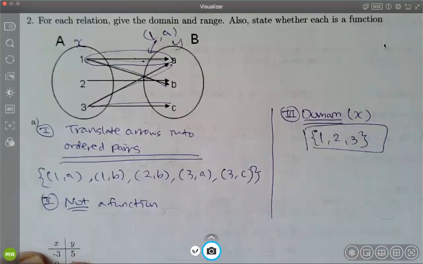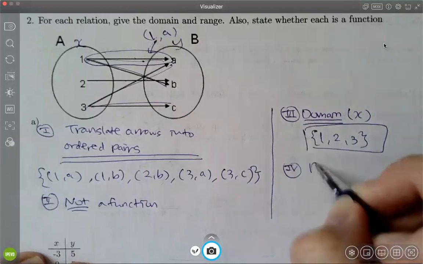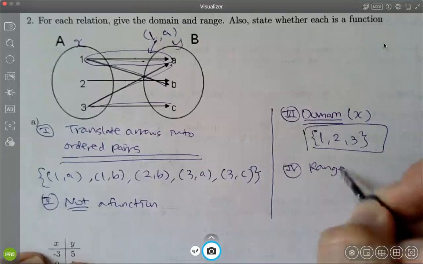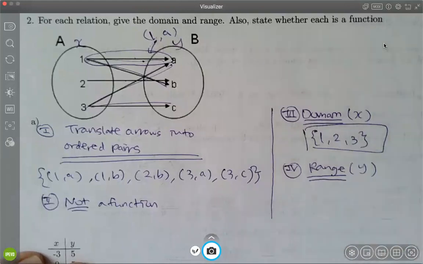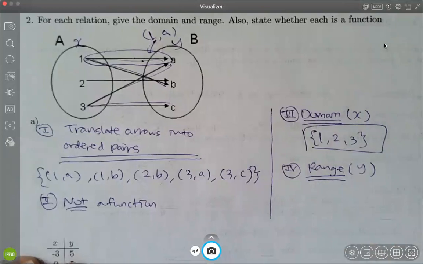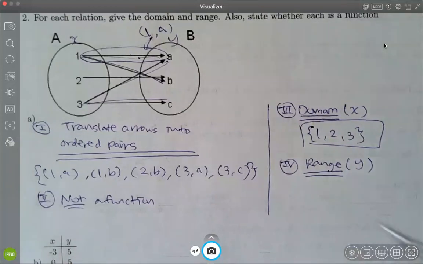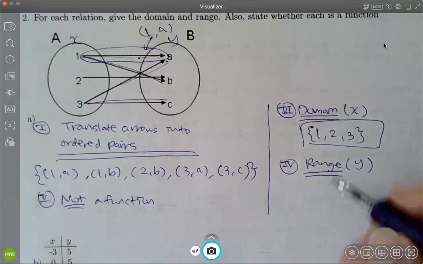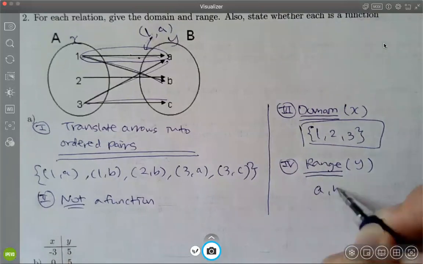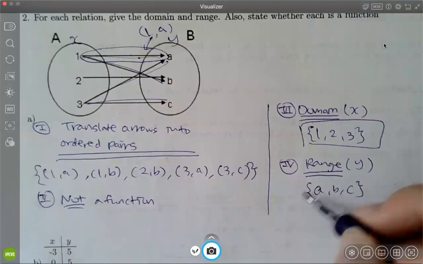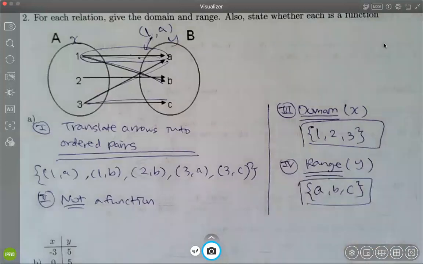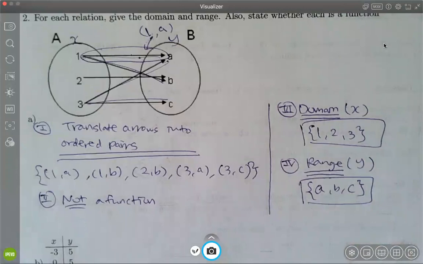Okay. And now, what's the range? So remember, the range is what? The Y values, right? So what are the values in the range? A, B, C. A, B, C, right? Yes. And again, the range is also the set of the Y coordinates. So include A, B, and C inside a curly bracket.